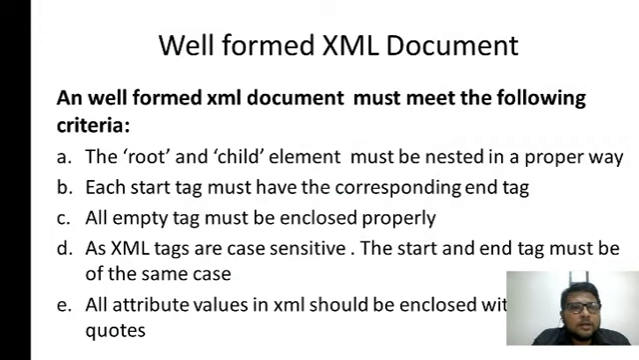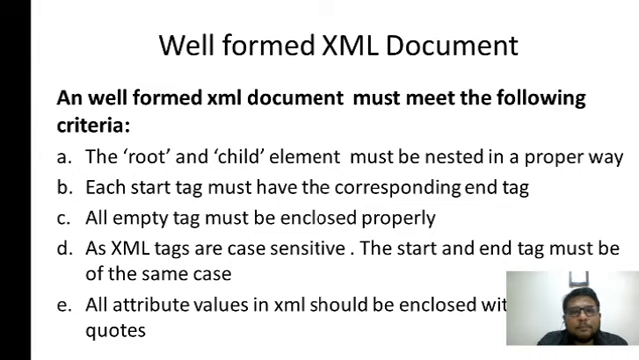Okay, the next topic that we will be discussing is the well-formed XML document. What do you mean by a well-formed XML document? A well-formed XML document must meet the following criteria. The first one: the root and the child element must be nested properly. So the root element should be at the top, and inside it the child elements should be there. First we have to close the child element, then only we can close the root element. We cannot just randomly close the elements.